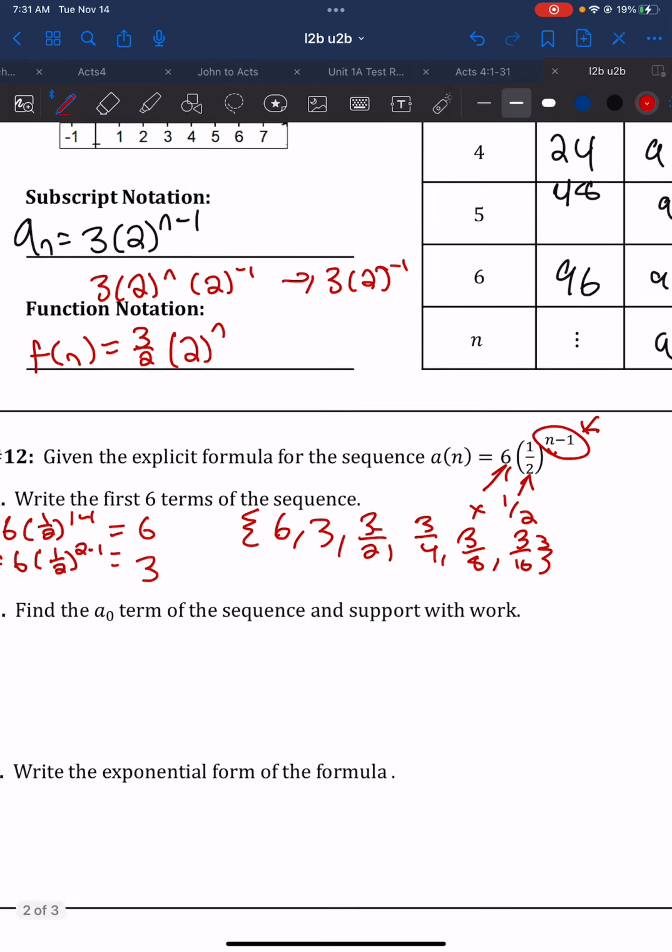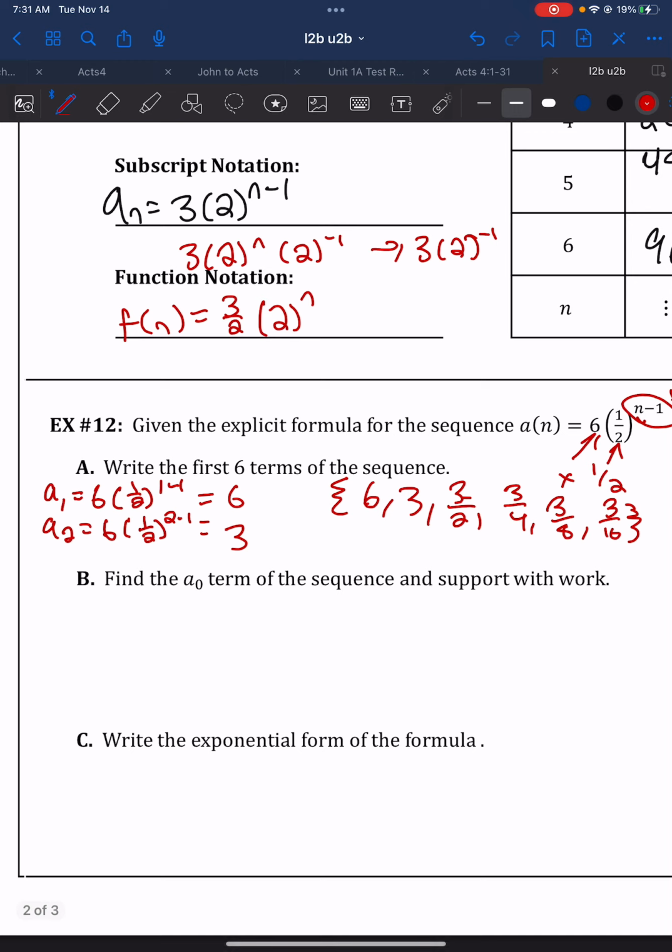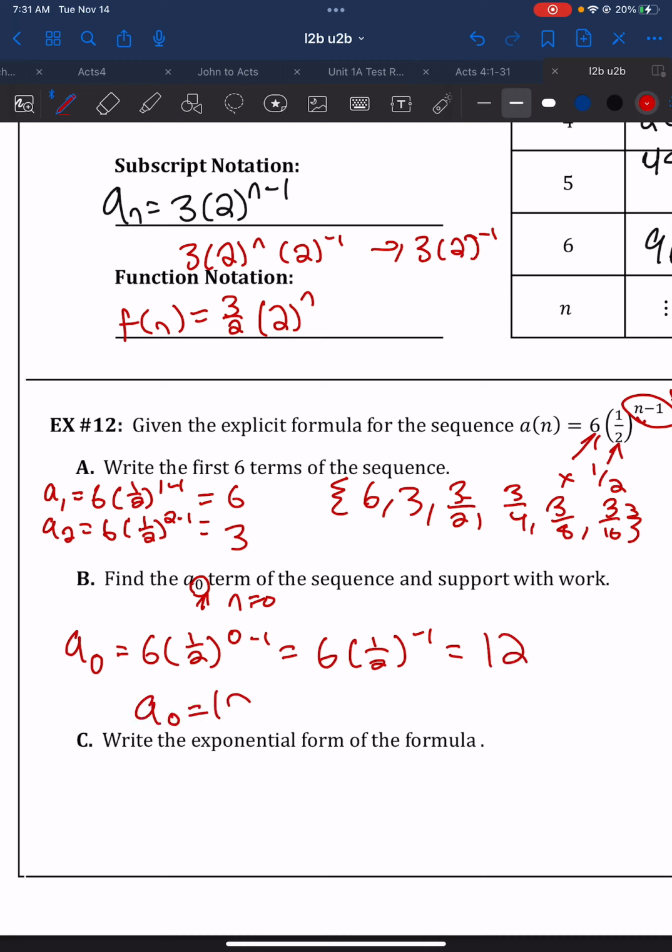Okay, and then it says find the A0 term of the sequence. A0 just means my n is 0 in this case, so A0 equals 6 times 1/2 to the 0 minus 1, which is just 6 times 1/2 to the -1. Type that in my calculator, 6 times 1/2 to the -1, which is 12. So A0 equals 12.